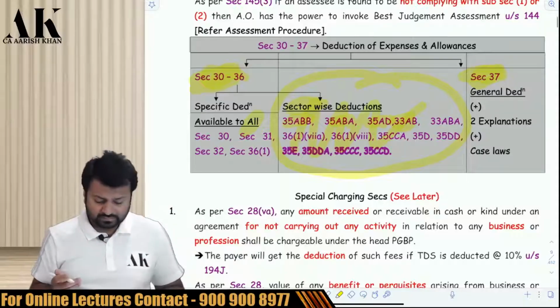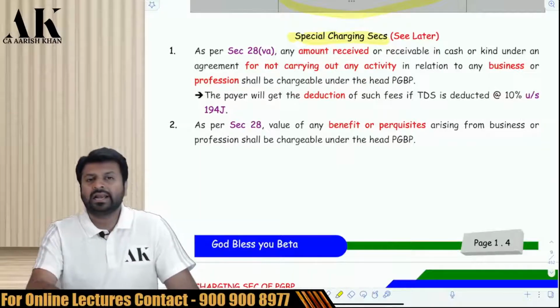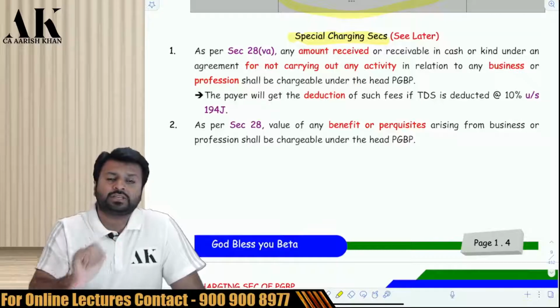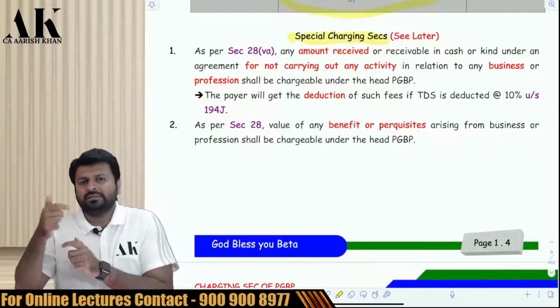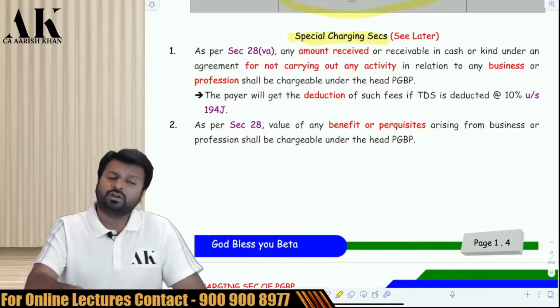But before that, I will also speak today, first of all, I'll go in the order of the book, about the special charging section. At the beginning, I told you there are 2 types of charging section under PGBP. One is general charge, one is special charge. General charge: profits and gains from business and profession carried on by the assessee at any time during the previous year. Special charge, what does it cover? There are a lot of small sections.